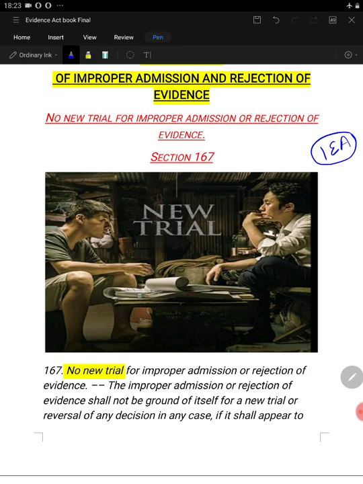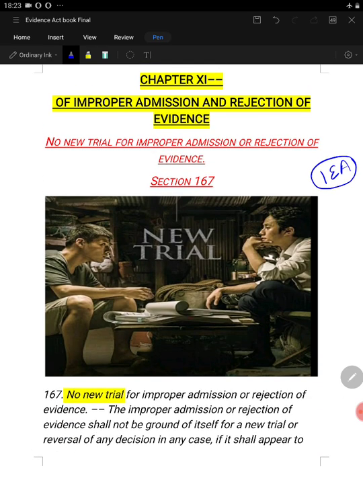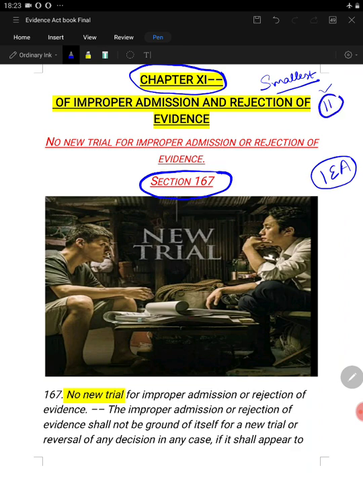This is the last section-wise interpretation of the Act, and today we are going to see the last section of the Act, that is, Section 167. It is Chapter 11 which deals with it. This is the smallest chapter. Mind you, sometimes in prelims they may ask which is the smallest chapter in the Indian Evidence Act, then that is Chapter 11, as it contains only one section, and that section is Section 167. What it deals with is the improper admission or rejection of evidence.